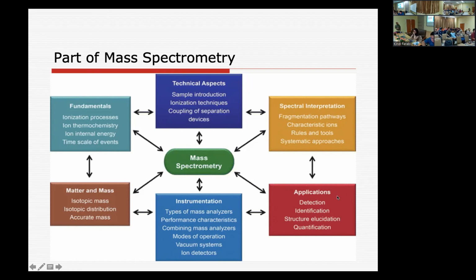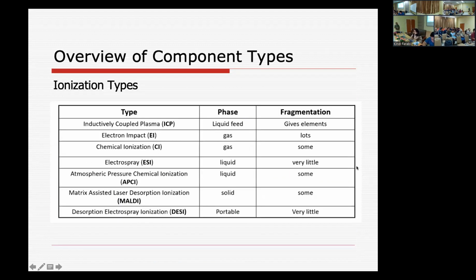Kemudian aplikasinya, kita bisa deteksi, identifikasi, struktur elusidasi dan juga kuantifikasi. Tadi kuantifikasi Dr. Chris sudah menjelaskan lebih jauh. Mungkin bagian kimia organik kebanyakan adalah deteksi, identifikasi dan struktur elusidasi. Berikutnya Bu Rani. Nah, tipe-tipe ionisasi ini penting juga kita ketahui. Tadi sudah disinggung di kuliah sebelumnya, ada yang kita sebut ICP-MS. ICP itu memberikan informasi elemen, yaitu inductively coupled plasma.